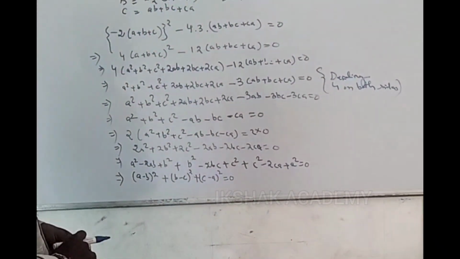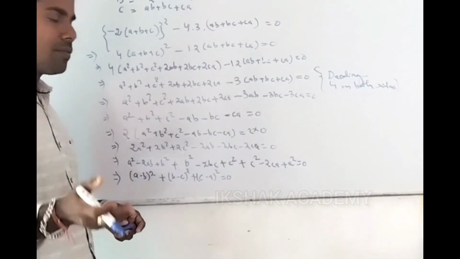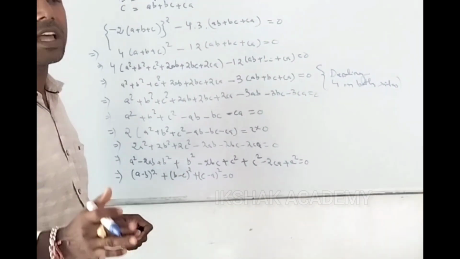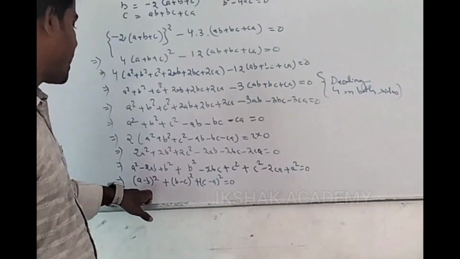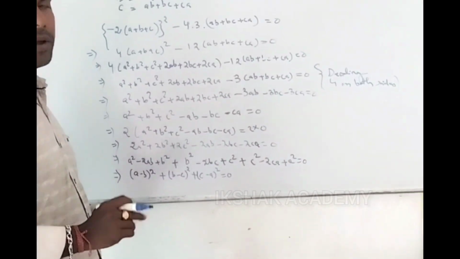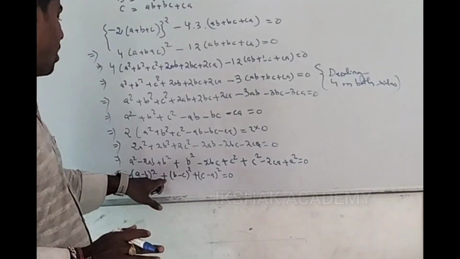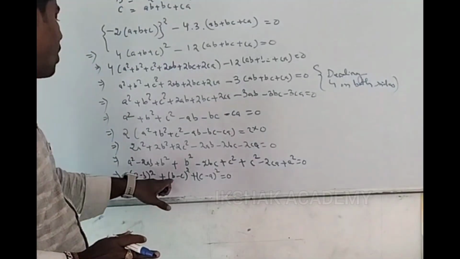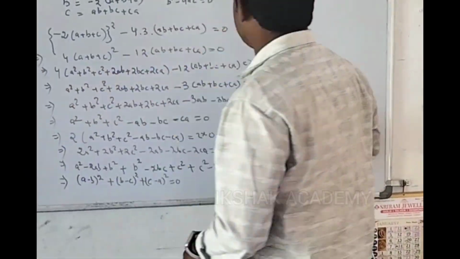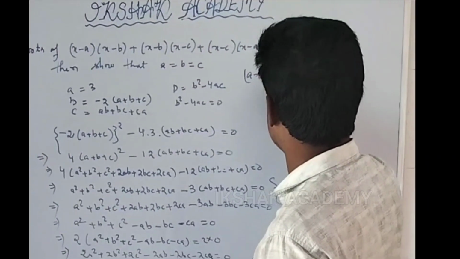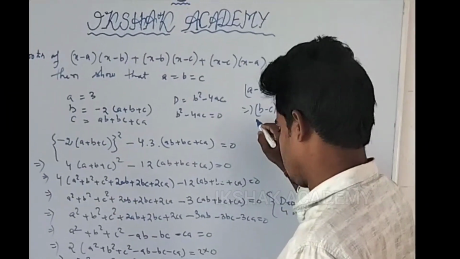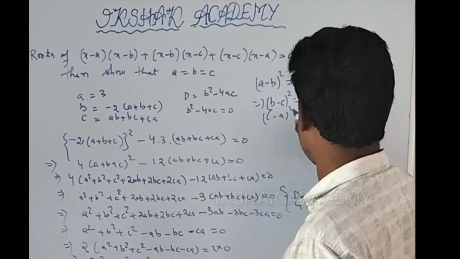Okay, these are real numbers, and the squares of real numbers are always non-negative. The sum of their squares will be 0 when the individual terms are 0. You have to remember these things. Sum of their squares will be 0 when the individual terms are 0. That means here we can write this. That means a minus b whole square equals to 0, b minus c whole square equals to 0, and c minus a whole square equals to 0.